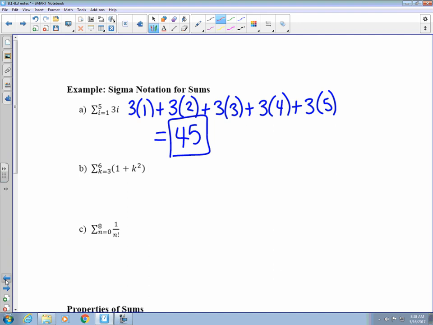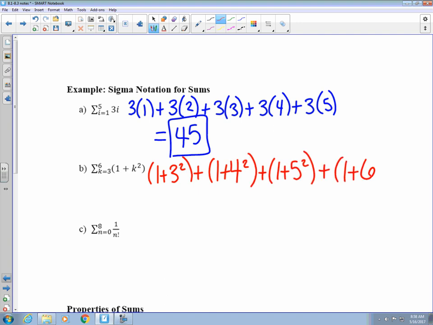Here's another one, 1 plus k squared. This one's starting at 3. So 1 plus 3 squared is our first term, ending at 6. And then I add all of those up individually and get 90.